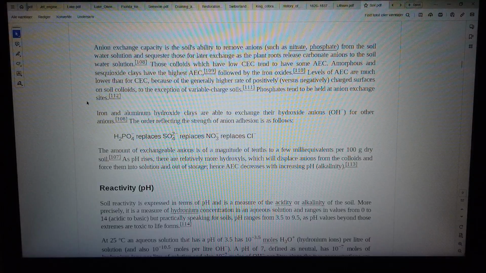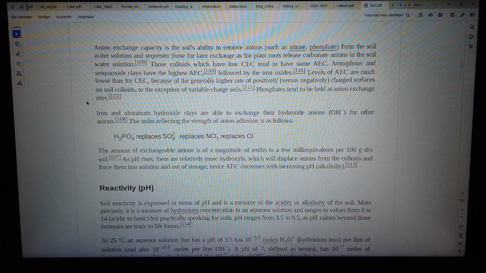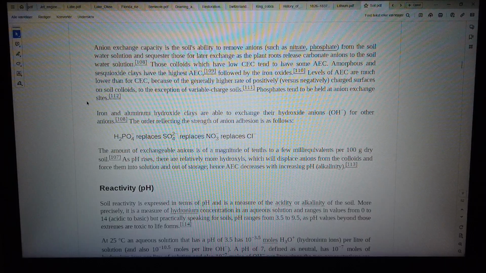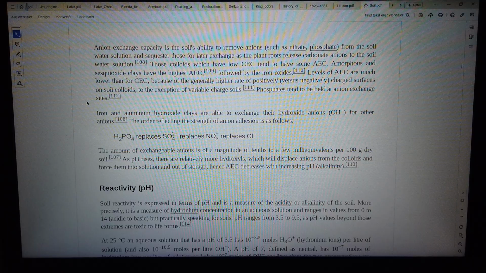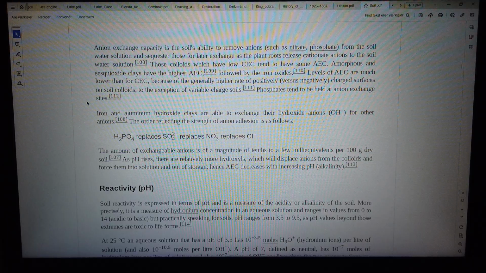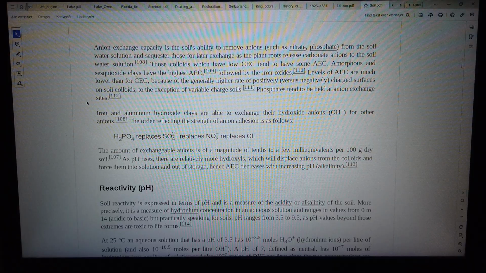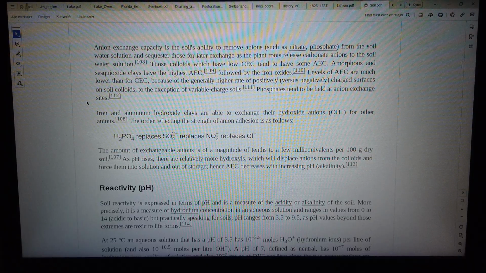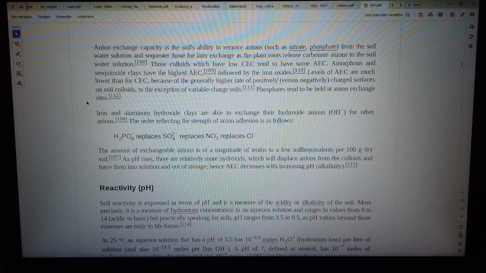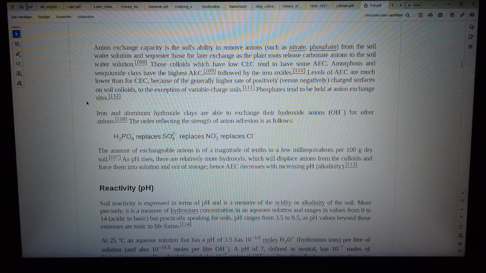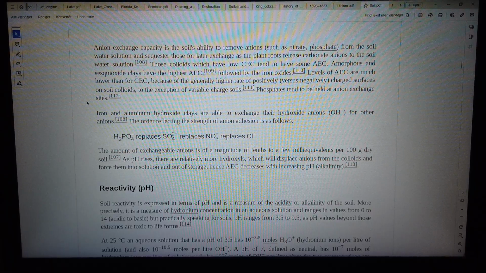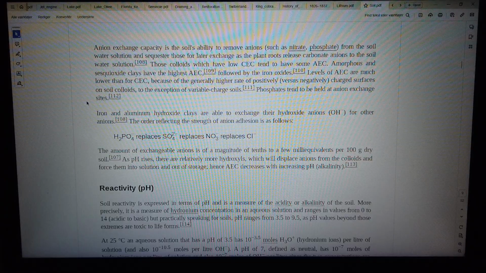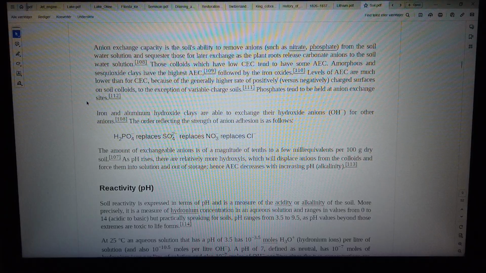Amorphous and sesquioxide clays have the highest AEC, 109, followed by the iron oxides. 110. Levels of AEC are much lower than for CEC, because of the generally higher rate of negatively versus positively charged surfaces in soil colloids, with the exception of variable charge soils. 111. Phosphates tend to be held at anion exchange sites. 112. Iron and aluminum hydroxide clays are able to exchange their hydroxide anions, OH, for other anions.